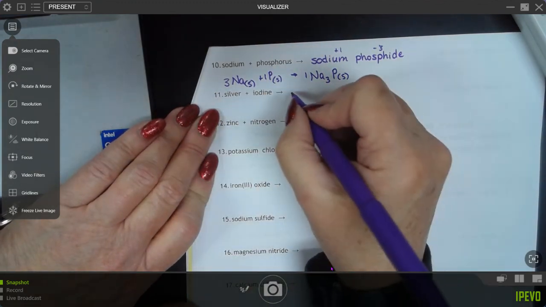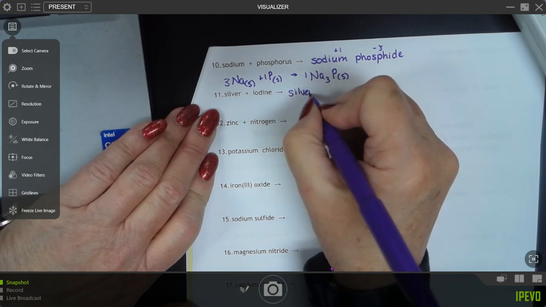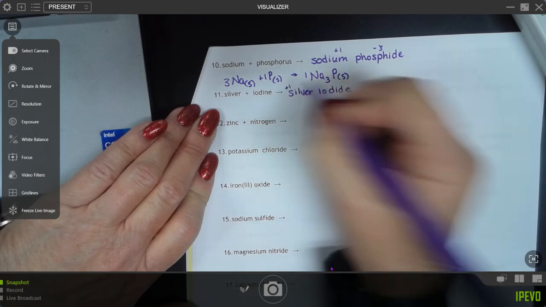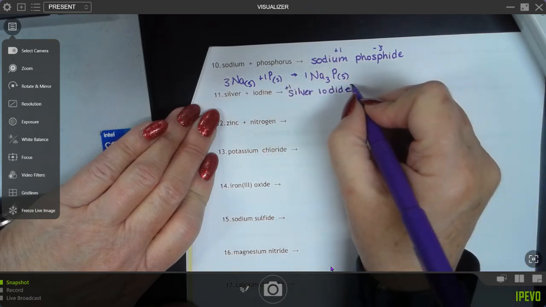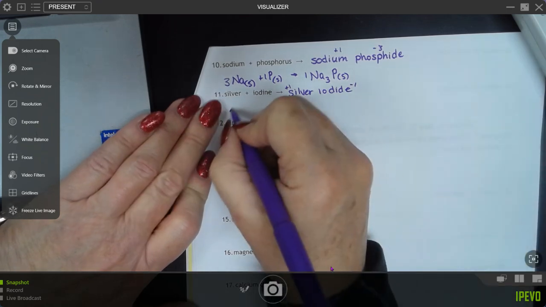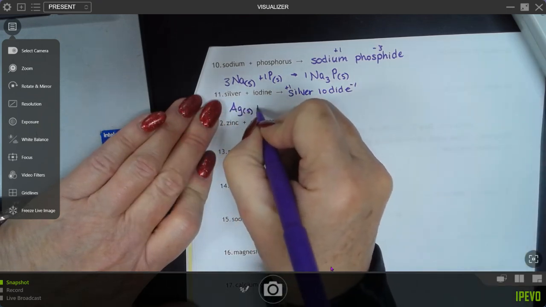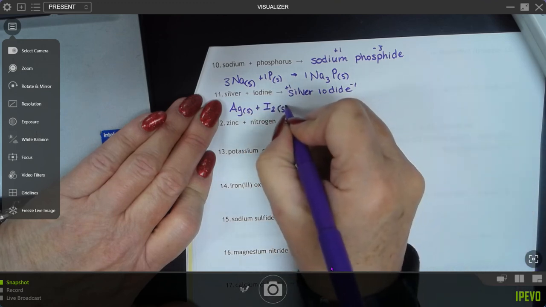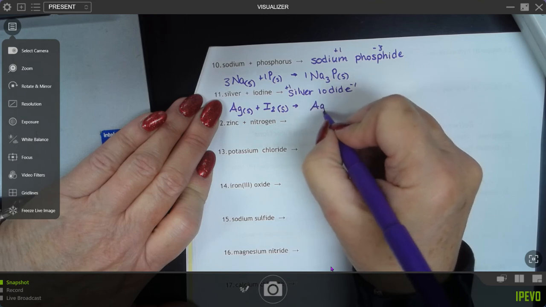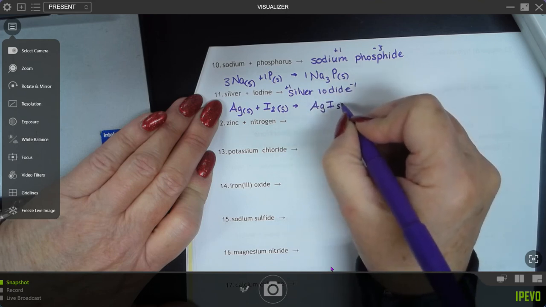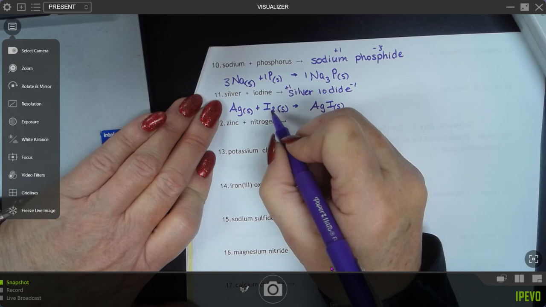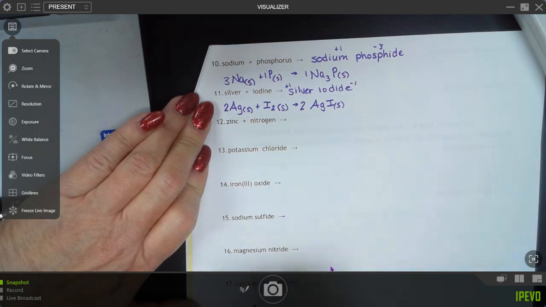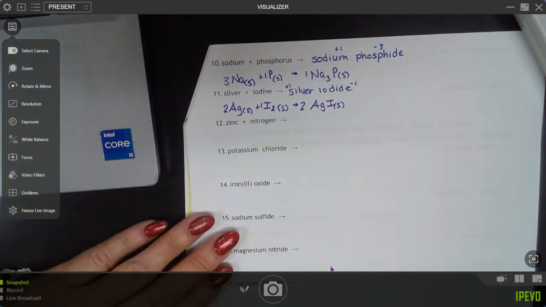Silver plus iodine forms silver iodide. Silver, remember, always forms +1 ions. That's one you have to remember. Iodide is -1. So we have Ag solid plus I2. It's one of the 7 diatomic elements. It's also a solid. Produces AgI, solid. We've got 2 iodine on this side, only 1 here, so I need a 2 in front of there, which means I need a 2 in front of silver and a 1, and I'm done.